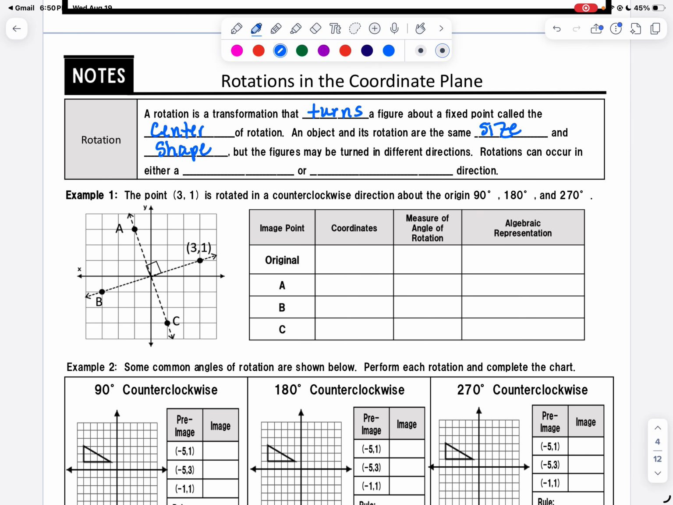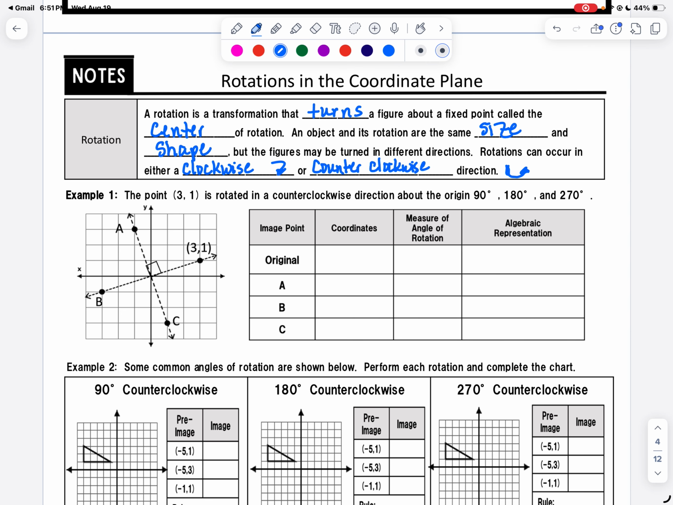Rotations can occur either clockwise, so going the same direction as a clock, or counterclockwise, and that would be the opposite direction that a clock moves in. So it would be turning this direction instead of the opposite way.